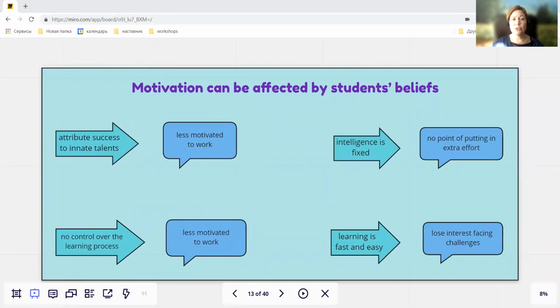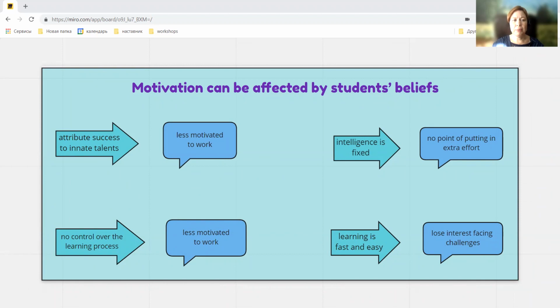Motivation can be affected by students' beliefs about intelligence and learning. For example, if they believe that intelligence is fixed, you have it or you don't have it, they may not see the point of putting in extra effort. If they believe that learning is fast and easy, they may lose interest when they encounter challenges that take time to solve. Finally, students who attribute success to innate talents rather than effort may be less motivated to work. This can happen whether they believe they have the ability, "Oh, I'm good at listening, what's the point of studying?" or lack it, "I'm not good at writing, what's the point of trying?"